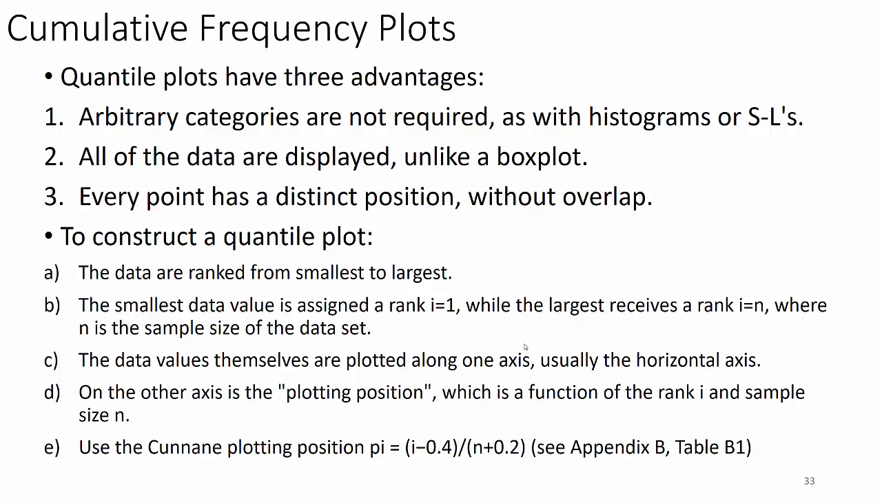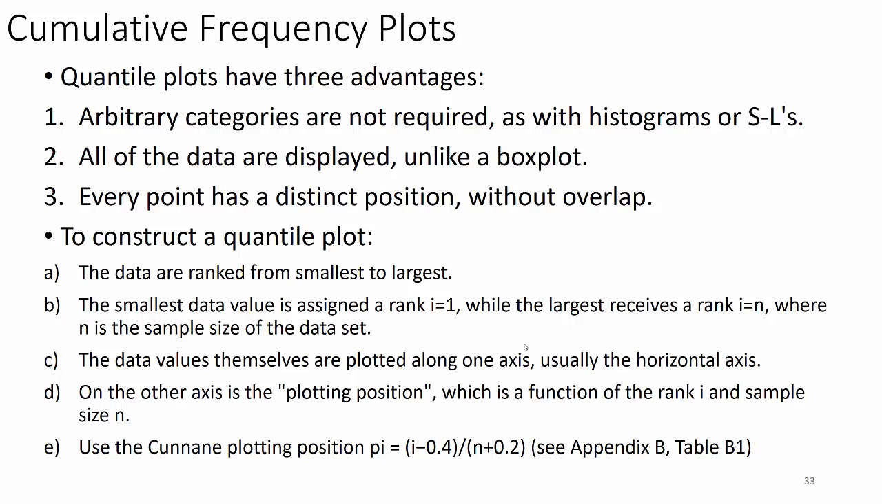So here's what you do if you want to create one of these. The data are ranked from smallest to largest. The smallest data are assigned a rank i equals 1. So your first data point, the smallest data point, in many cases is going to be 0.0001 for rainfall or flow, because we don't use zeros, and is listed as 1, 2, 3, 4. The largest receives a rank i equals n, where n is the number of observations. So if you have a year's worth of daily data, you have n equals 365.